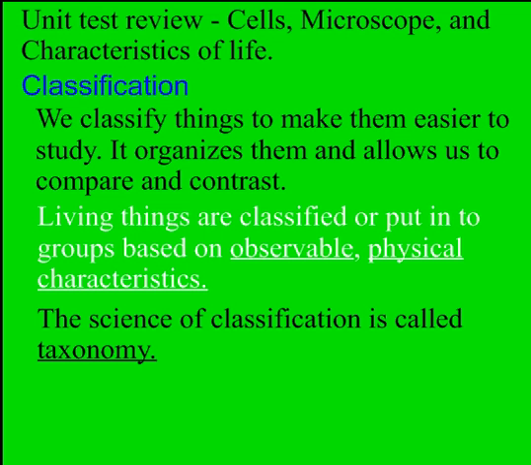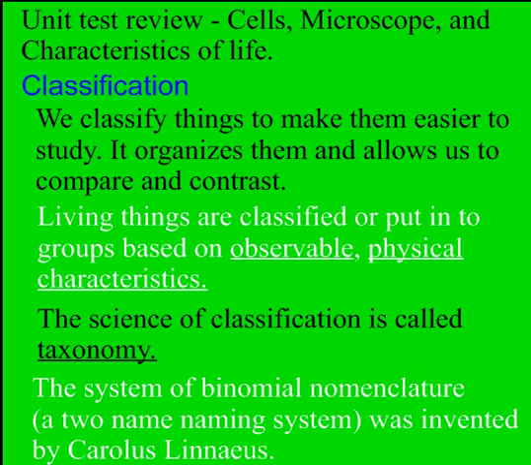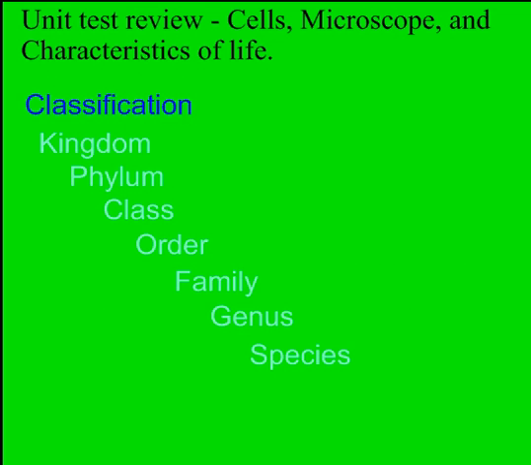The science of classification is called taxonomy, and the system of binomial nomenclature, that was the two-name naming system, was invented by Carolus Linnaeus. We often call it the Linnaean system. There are 7 levels of classification in the Linnaean system: kingdom, phylum, class, order, family, genus, and species.